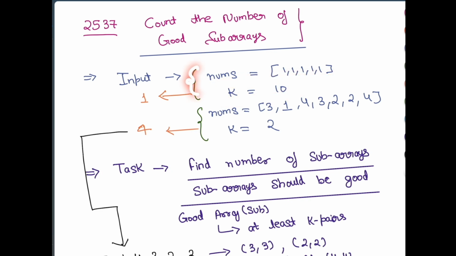So right now you can see two examples, example 1 and example 2. In example 1, the output is 1. In example 2, the output is 4. Now what is this output? This is the number of good subarrays you can have in your given array. Now how can you find the number of good subarrays?